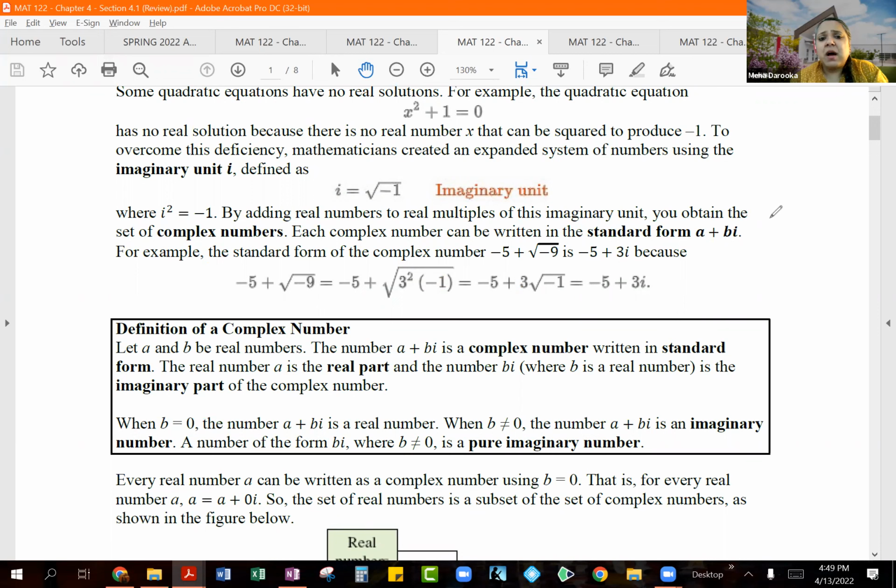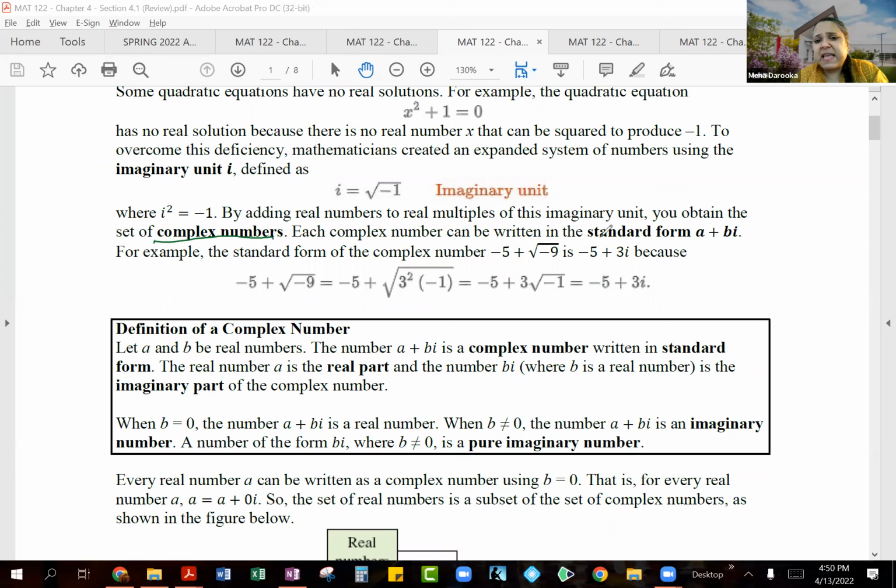Now that we are adding real numbers with imaginary numbers together, we end up with complex numbers. The standard form for a complex number is a plus bi, where a is called the real part, because it doesn't have the imaginary i on it. The bi, because it does have the imaginary i on it, becomes your imaginary part. So your complex number is a combination of the real and imaginary numbers put together.